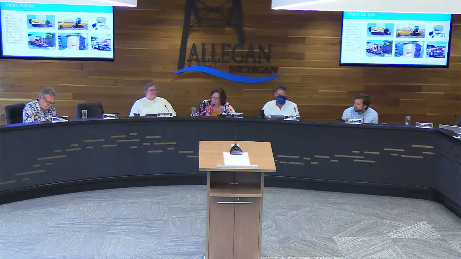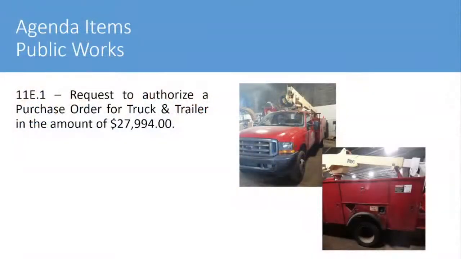Under 11E, Public Works, we have 11E.1, which is a request to authorize a purchase order for a truck and trailer in the amount of $27,994. Hi, Doug. Good evening. The current fiscal year contains $50,000, which we were hoping to get a refurbished aerial lift truck. We're not able to find one, so we took what we felt was the next best option: get the current one refurbished with a new box. The aerial's gonna stay, the cab and chassis are gonna stay, we're just gonna get a new service box on it. So we reached out to Truck and Trailer, they provided us a quote. They say if we can order it yet this week, they can have it delivered and installed probably around Christmas time.